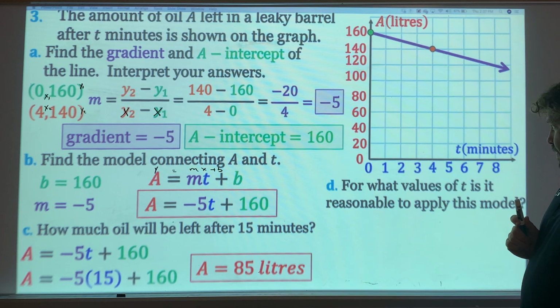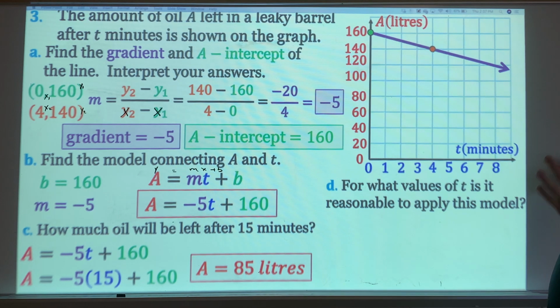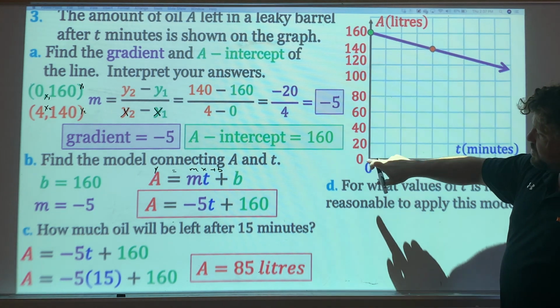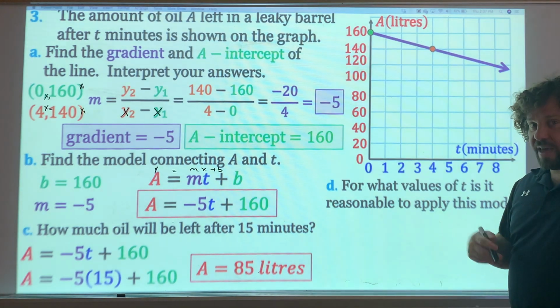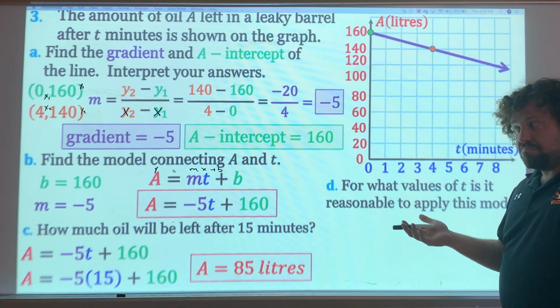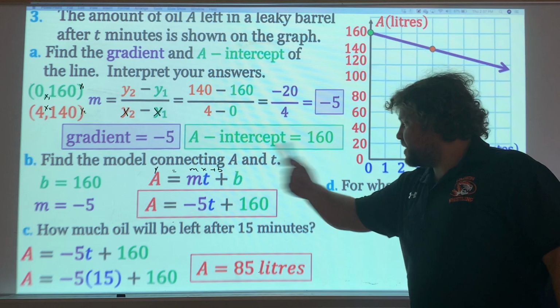Question D. What value of t is reasonable to apply this model? So between 0 and what? Well, until it runs out, right? So when does this run out? When a equals 0, there's no more oil. You can't have negative oil, can you? No. So you just set this equation equal to 0.